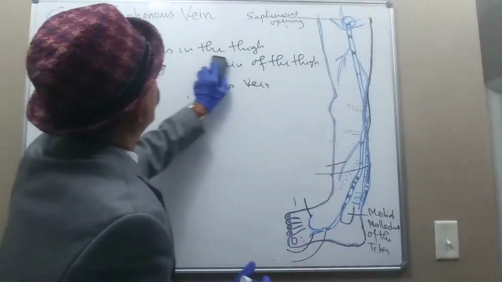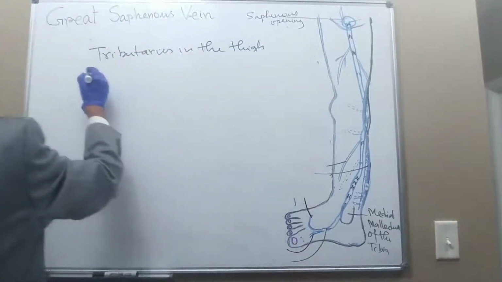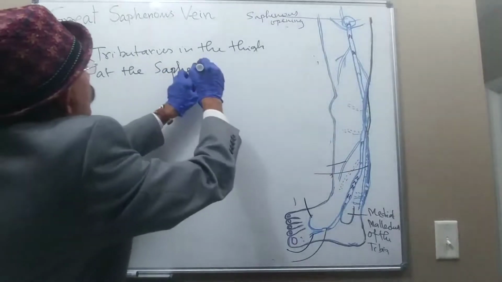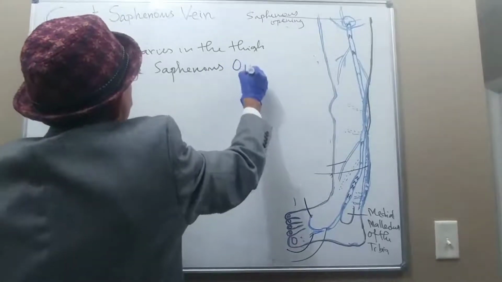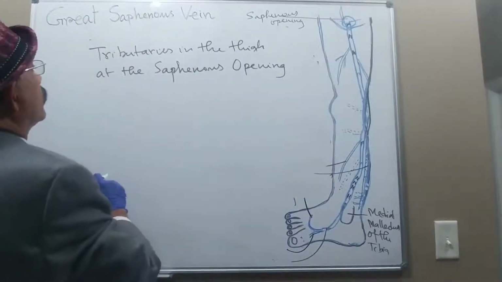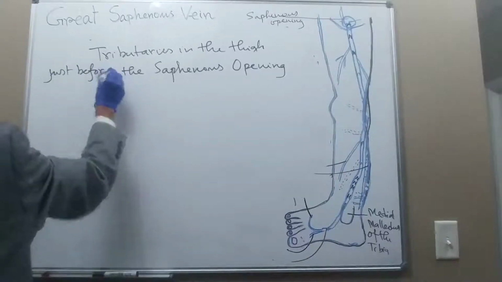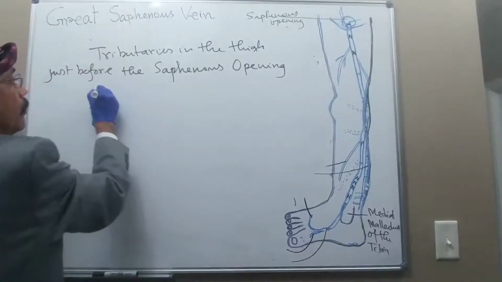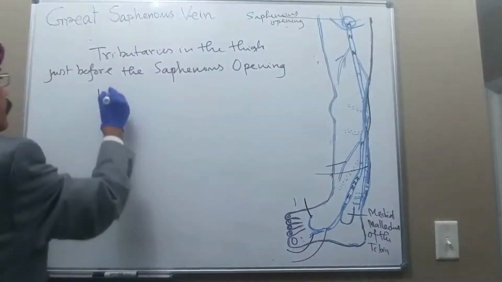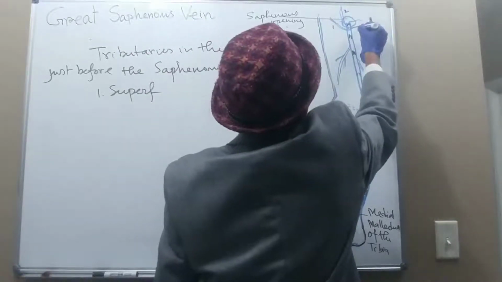Okay, now we'll go to the tributaries in the thigh, at the saphenous opening. Just before the saphenous opening, we have multiple veins like that. We have the superficial circumflex iliac vein. So this is 1, this is 2, this is 3, this is 4.